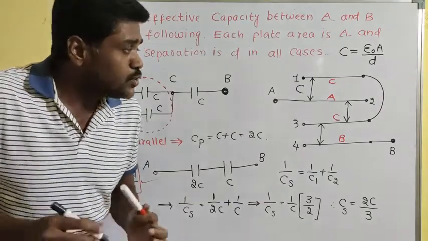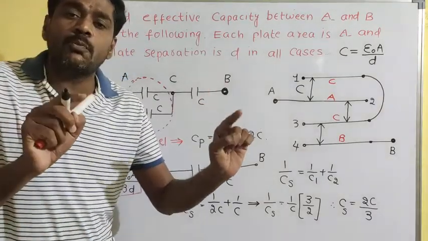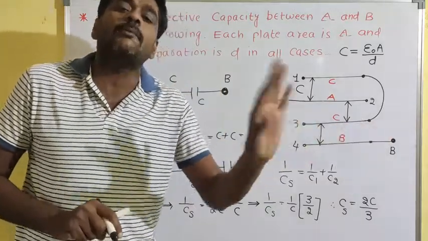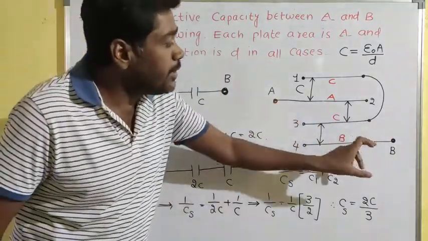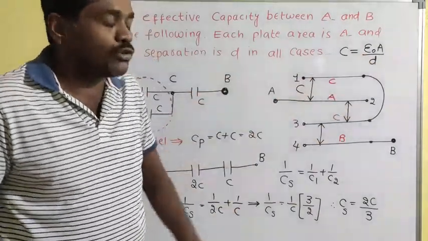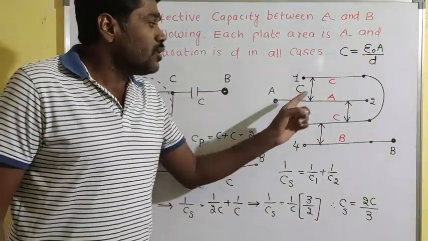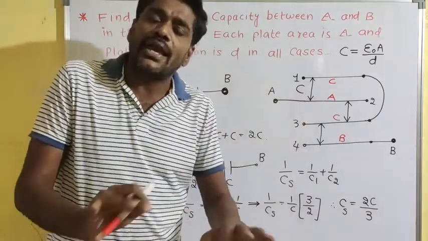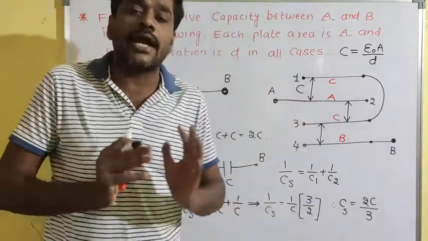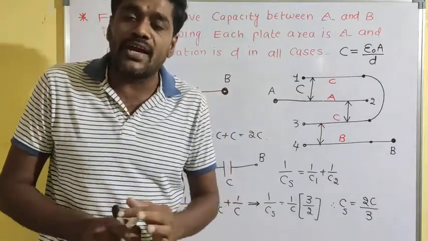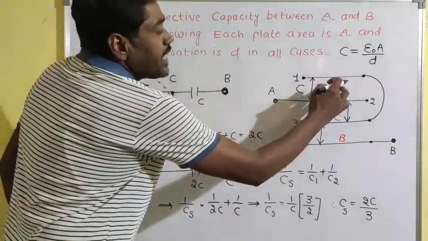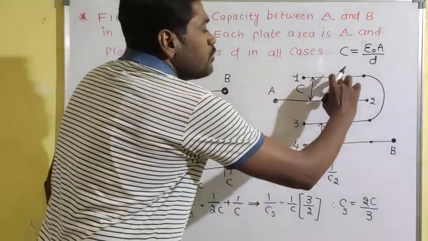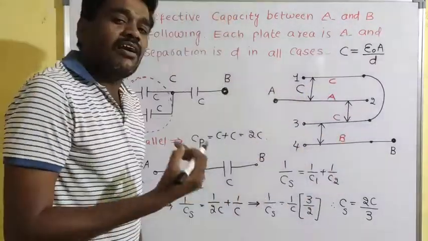Once again, in the previous question there were only 2 points, A and B, and they were connected to all plates. But here A and B are connected to the second plate and fourth plate. The first plate and third plate are not connected to A or B. So what you have to do, very simple, is put one extra name to these unconnected plates.